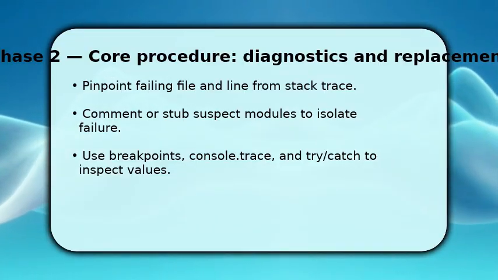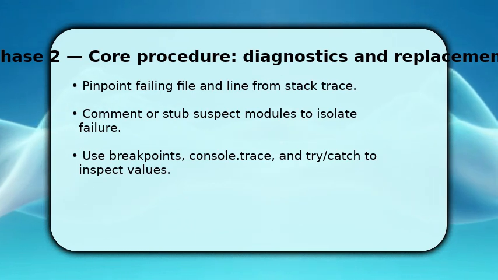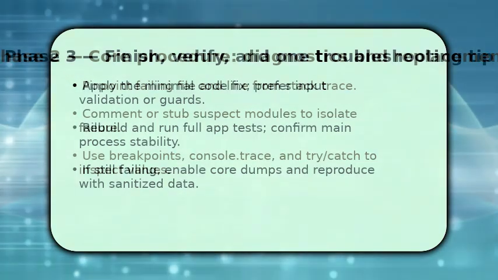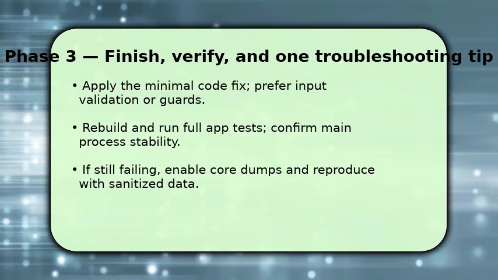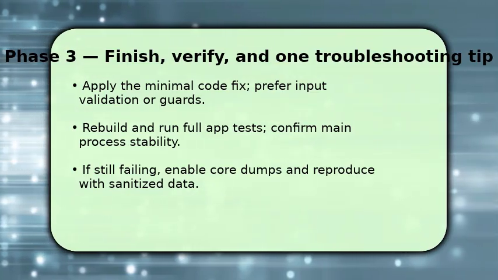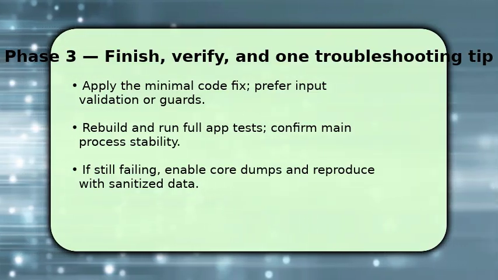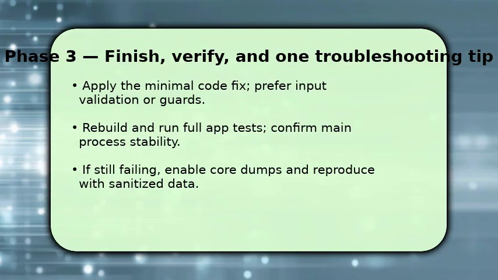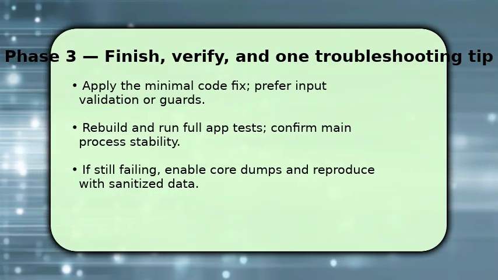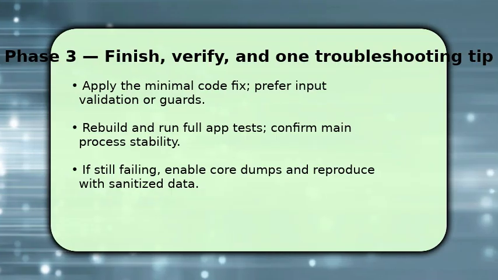Now apply the minimal corrective change. Add input validation, guard clauses, or correct an async/await misuse. Explain why the fix removes the crash, and adjust error handling so future faults are graceful. Rebuild and run the app, then execute full test cases to verify main process stability.